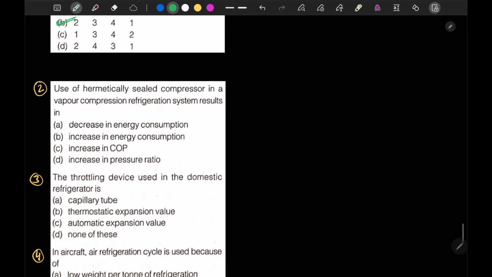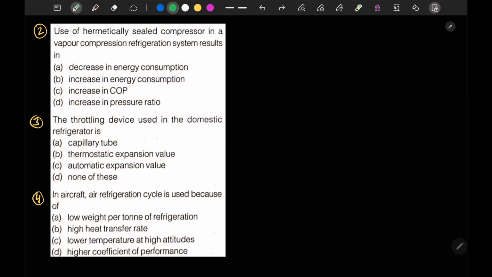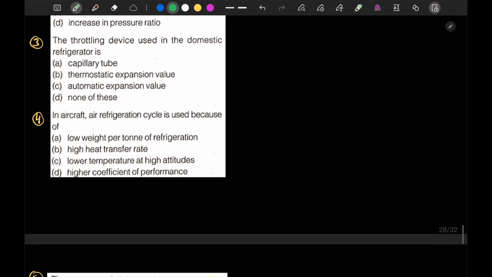Moving to question number 2. It mentions the use of a hermetically sealed compressor in a vapor refrigeration system. Does it decrease the energy consumption? No, it increases the energy consumption. Energy consumption is increased. If we talk about the throttling device used in a domestic refrigerator, it is the capillary tube.